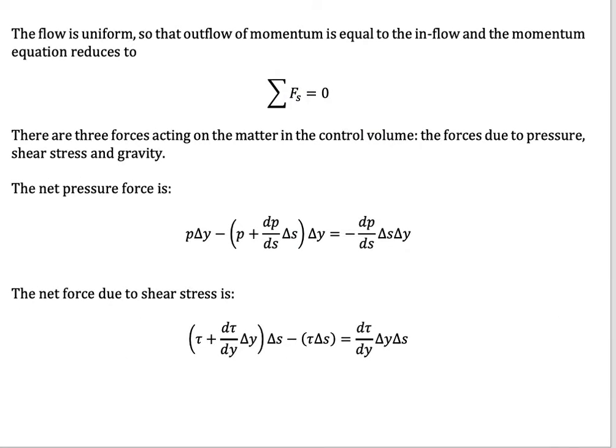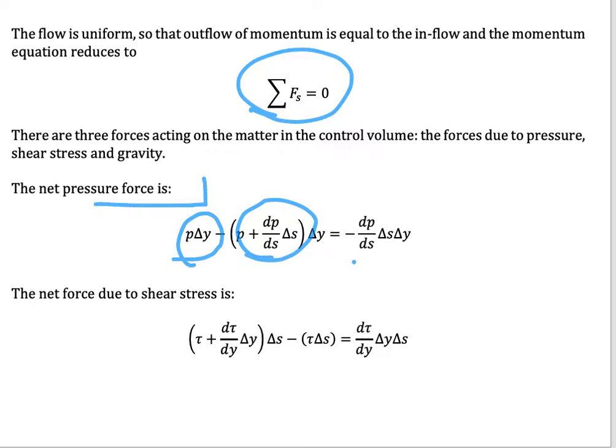So in this diagram, I will show you how to solve by using the balance of forces. But at the end, I will also show you how to use the Navier-Stokes equation to solve this problem. So let's say in equilibrium, the total force is equal to 0, which means we need to sum all the forces. The net forces here can be written as this. This is the inlet, and this is the outlet. If we solve this, we have negative dP ds times delta S delta Y.